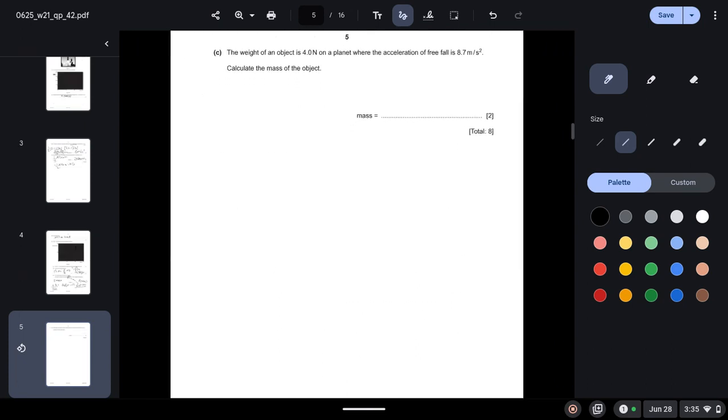The weight of an object is 4 newtons on a planet where the acceleration of free fall is 8.7 meters per second squared. Calculate the mass of the object. So we have the formula W is equals to mg. Mass we have to calculate, weight is 4, gravitational field strength is 8.7. So just simply plug this in your calculator and your answer comes out to be 0.46 kilograms.